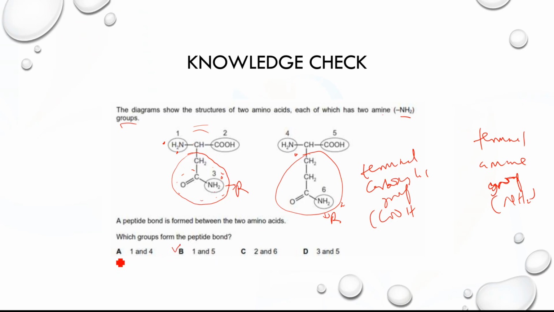Yes. So why is A wrong? 1 and 4 are two amine groups, so a peptide bond is not formed between two amine groups. Why is C wrong? 2 and 6. This 6 is not a terminal carboxyl group, so this is wrong. Why is D wrong? D is 3 and 5. 3 is not a terminal amine group. So the answer is B, because 1 is a terminal amine group, while 5 is a terminal carboxyl group. So the peptide bond is formed between them.